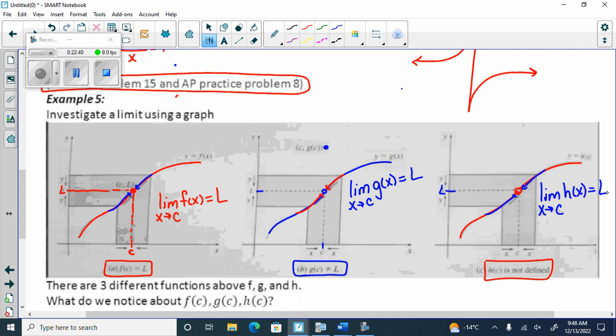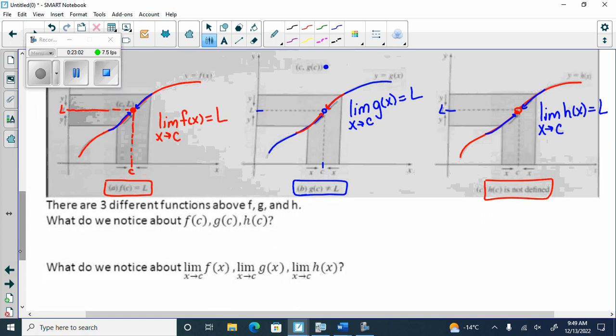Now does h of c equal the limit as x approaches c of h of x? Do they equal? No, there's actually an open dot. So can the graph ever be continuous if there's an open dot at your limit? No, because it's not continuous, blatantly. Like with your eyes, you can see it's not continuous.